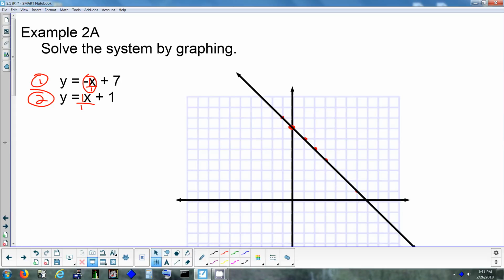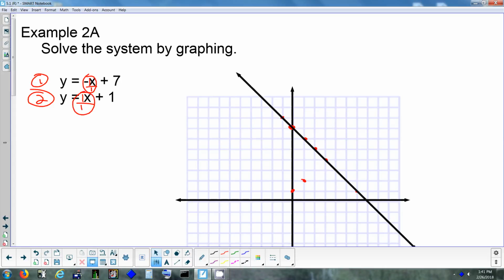So there's our first one. Okay, second one. Who can tell me my y-intercept there? 1. So I'm going to put a dot on 1. And can somebody give me the directions to get to the next point? Rise 1. And then which way? Run to the right. Up 1, right 1.